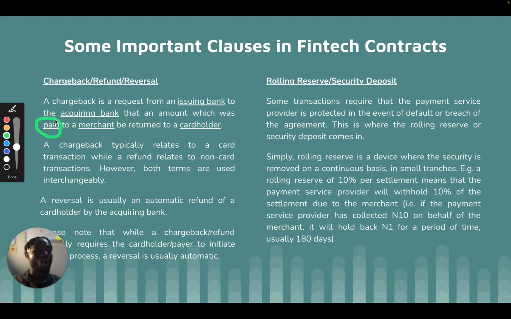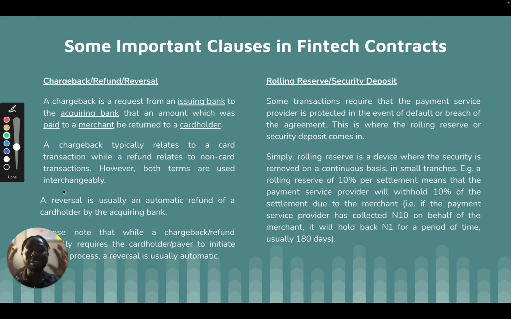So the reason this paid is underlined is that the money has to have been paid. Otherwise, there is no chargeback. What you are going to have is a reversal. Does that make sense? So if the money hasn't been paid, you are going to have a reversal. What that means is that the money left your account, but it didn't get to the acquiring bank, so it automatically comes back to you, right? And then the card holder is you.